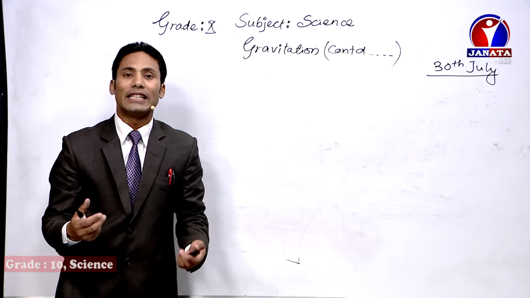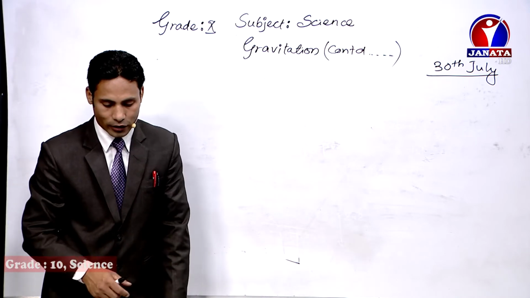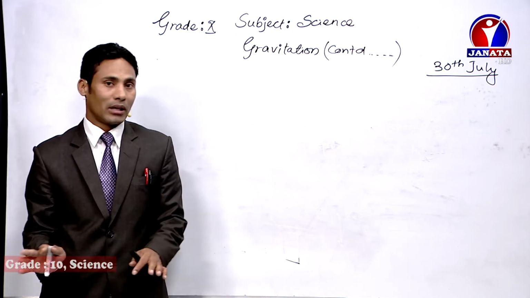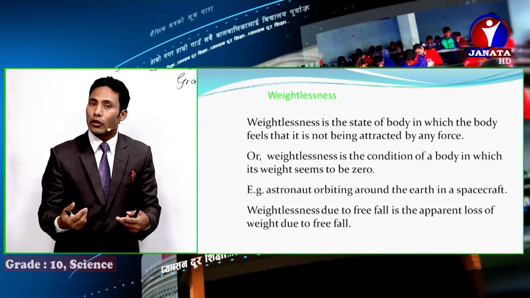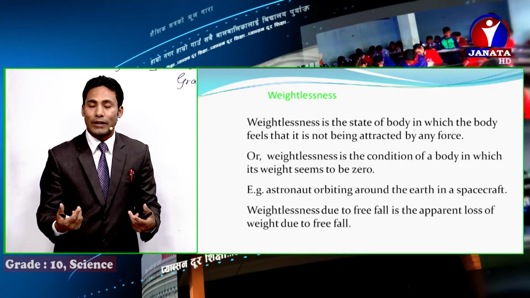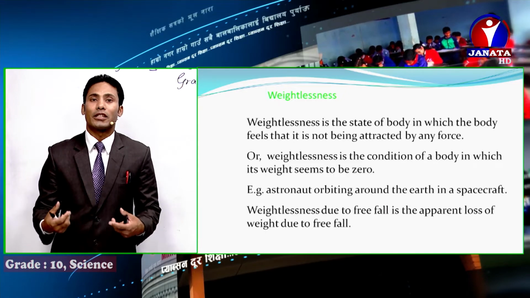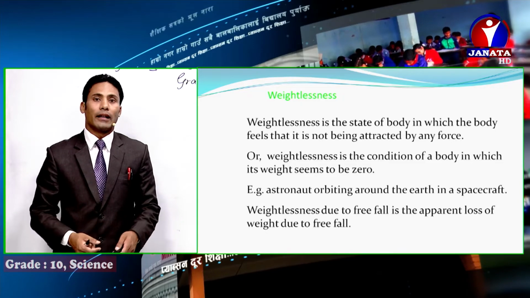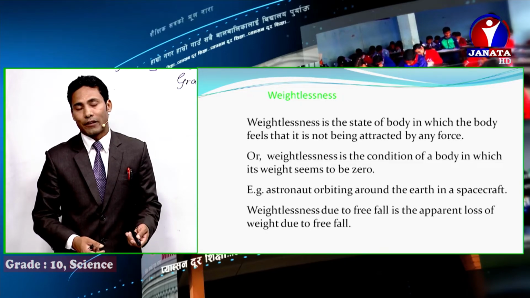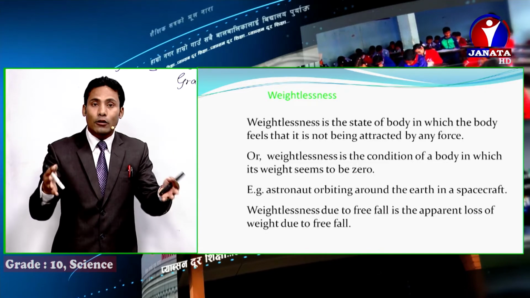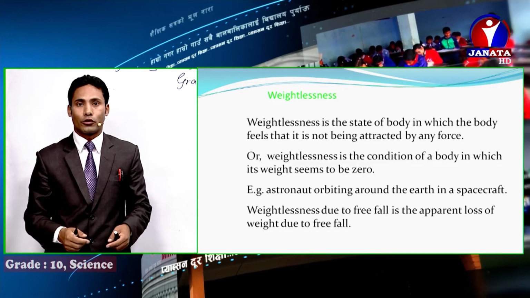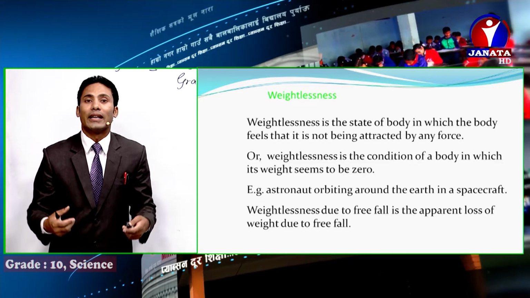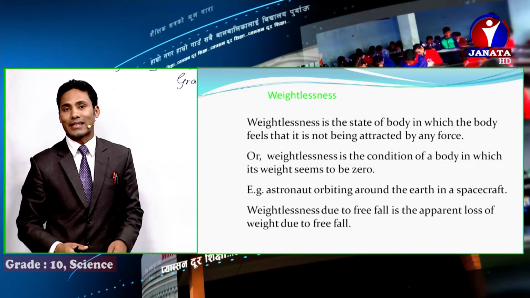That means weight is 0. That condition is called weightlessness. And generally, different conditions may cause weightlessness. For example, during free fall the weight will be 0, right? Similarly, if we travel in space where the gravity is 0, weightlessness takes place there also. Similarly, at the center of Earth the gravity is 0, acceleration due to gravity is 0. That's why weightlessness takes place in that place also.